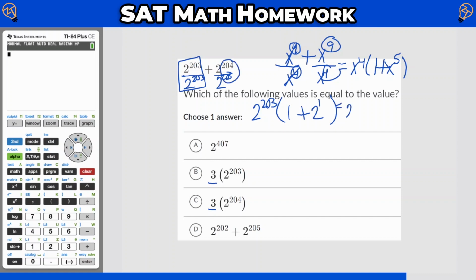So now I still have the 2 to the 203, but then in parentheses, I have 1 plus 2, which is 3. Now, multiplication is commutative, which means the order of these two being multiplied is irrelevant. You could put them in either order, and now it matches perfectly with D.